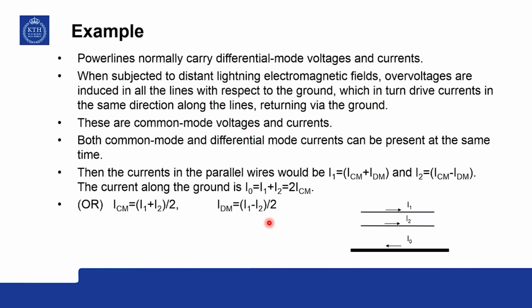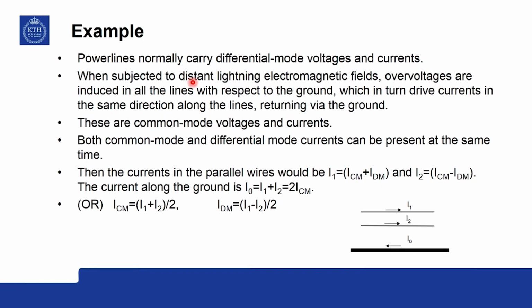For example, power lines normally carry differential mode voltages and currents. When subjected to distant lightning electromagnetic fields, voltages are induced in all the lines with respect to the ground. This in turn drives currents in the same direction along the line via the returning ground. So, this is one example of common mode currents in power lines. And you can have both common mode currents and differential mode currents at the same time.